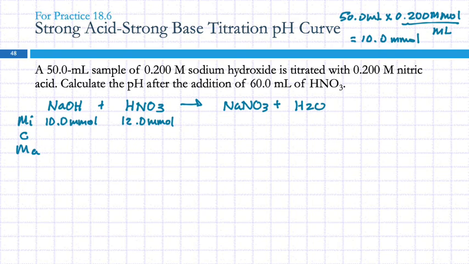So we're looking at the amount in moles or millimoles that have been mixed together, and then we're going to see, well, which of these is smaller? The smaller one is going to get all used up. That'll be the limiting reactant. So the smaller one is going to be the change. So all of this is going to go away. So we subtract 10 from that, and we subtract 10 from this. And we end up with 0 and 2.